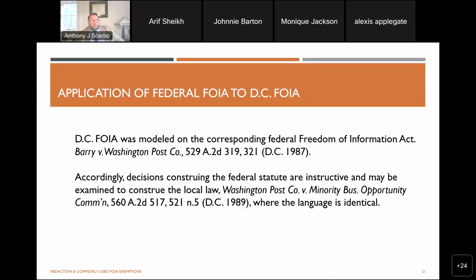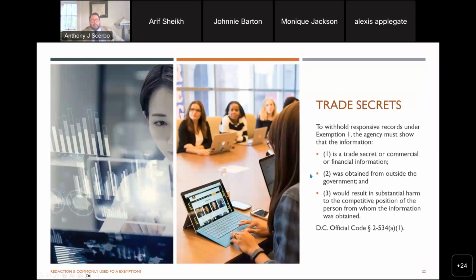For all but, I assume, the most recent FOIA officers, most people I think realize that DC FOIA was modeled on the Federal Freedom of Information Act. And again, when you're looking for that specific cite for a brief or something, it's in Barry v. Washington Post. So accordingly, anything that construes the federal statute is instructive and can be examined to construe the application of DC FOIA. So that comes out of Washington Post, the Minority Business Opportunity Commission, where the language is identical. So again, that's a key thing to bear in mind, where the language is.